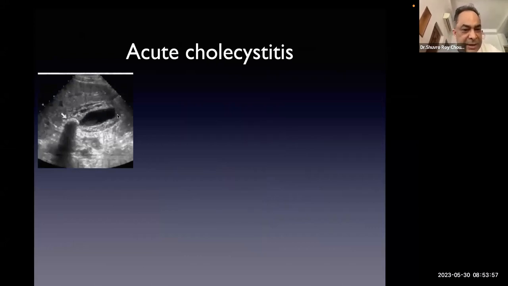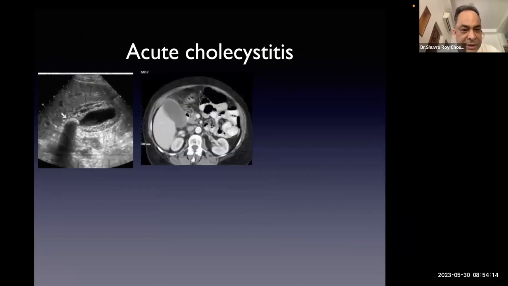So here is the thickening of the gallbladder wall, edematous thickening. You can see a line of fluid that is a pericholecystic fluid. You see the fluid between the liver bed and the gallbladder wall. And here is a stone in the neck of the gallbladder with acoustic shadowing.